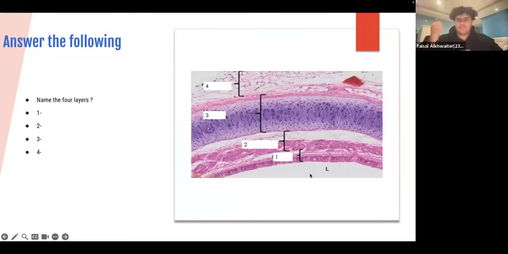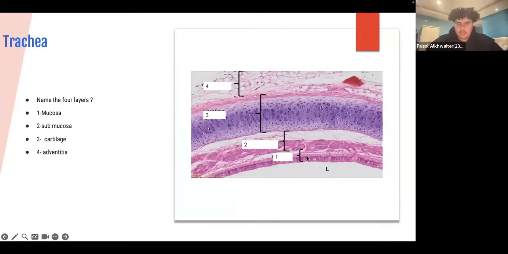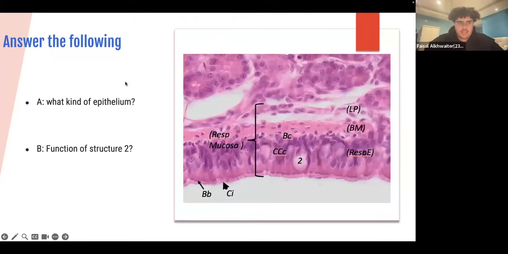And then for the layers of the trachea, you've got mucosa, submucosa, and then the cartilage and the adventitia, as you can see here. This is the epithelium, basement membrane. Then you've got the submucosa, the cartilaginous rings, and then the adventitia. And here we're zooming in a bit.